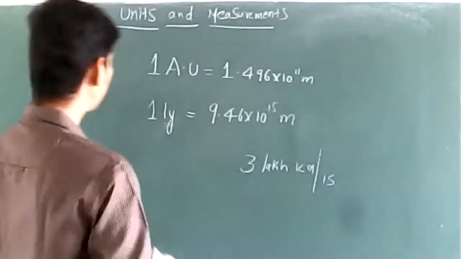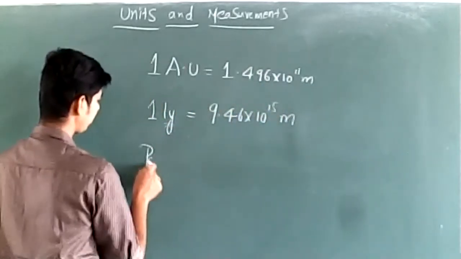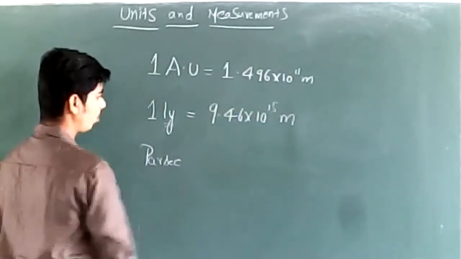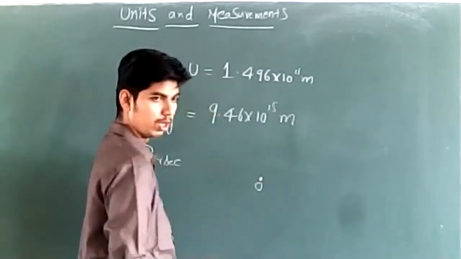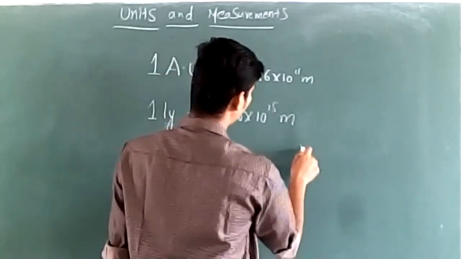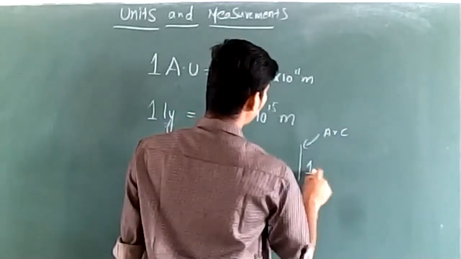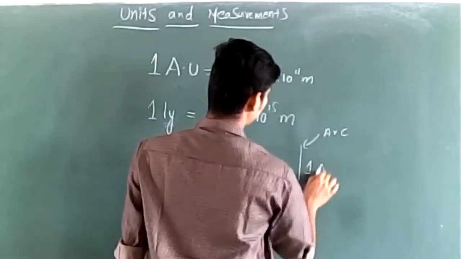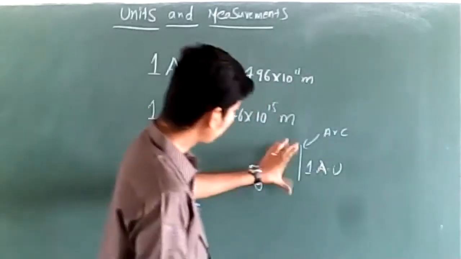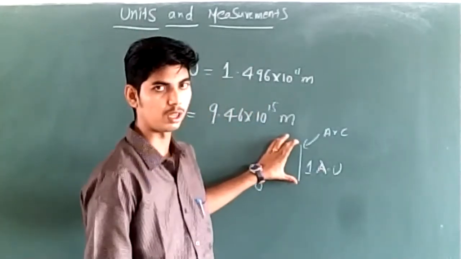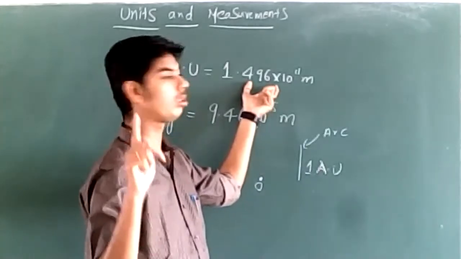And also we have discussed the parsec. I have told you, suppose this is some point, say O, and we have an arc of length 1 astronomical unit. The arc length is 1 astronomical unit, which is nothing but 1.496 into 10 to the power of 11 meters.